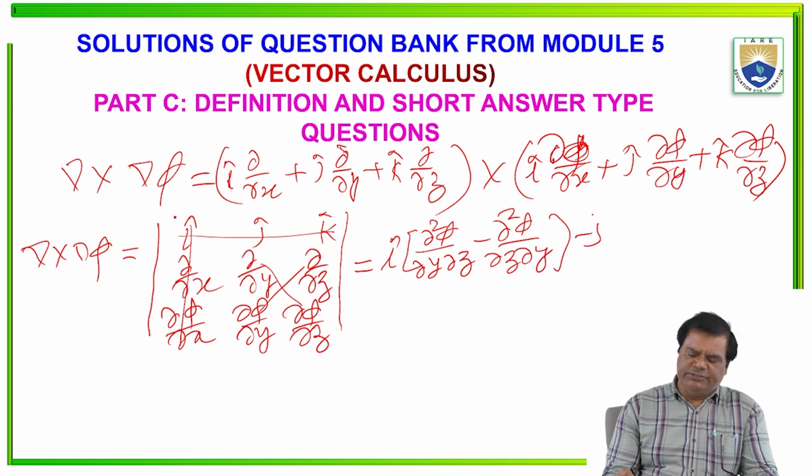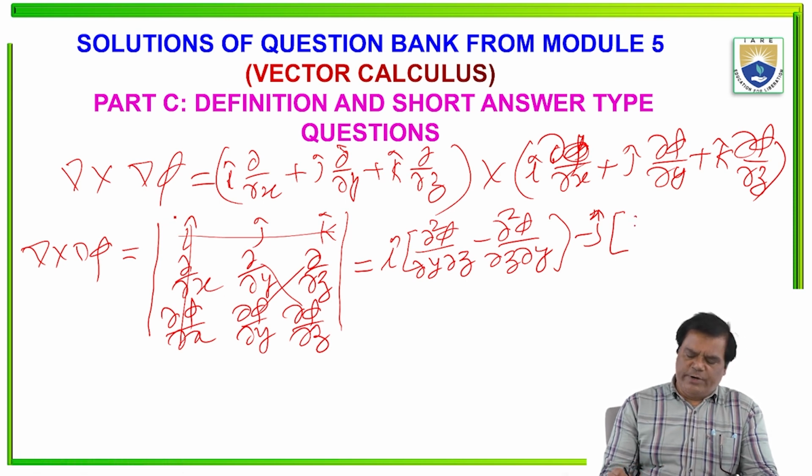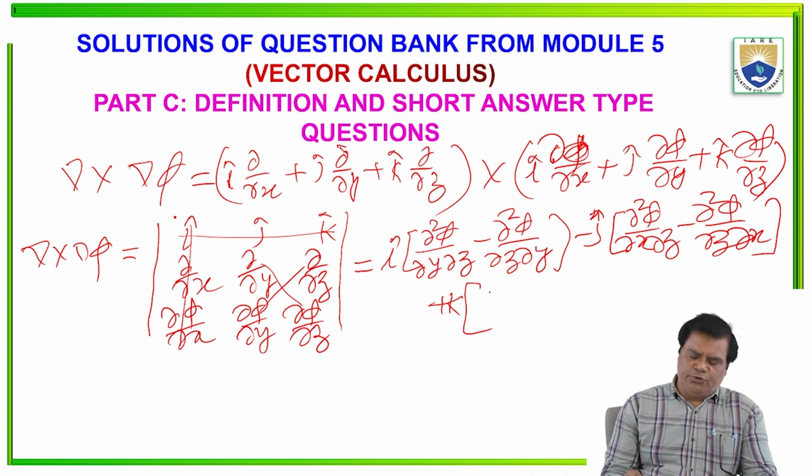Then minus j: cancel the j column, second row. So ∂²phi/∂x∂z minus ∂²phi/∂z∂x, plus k: cancel this, so ∂²phi/∂x∂y minus ∂²phi/∂y∂x.